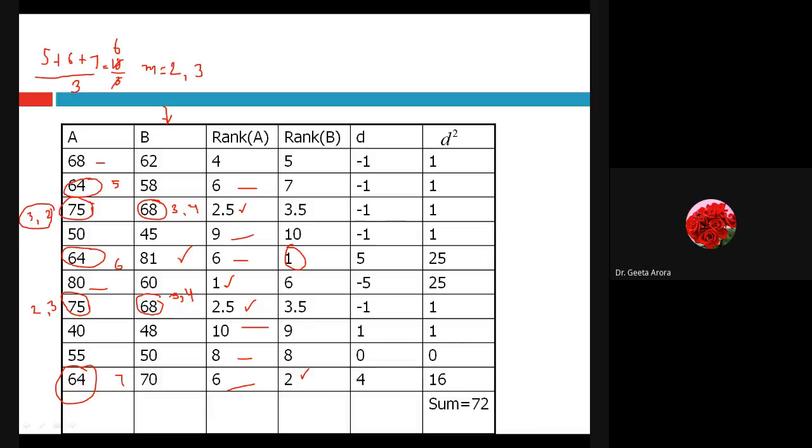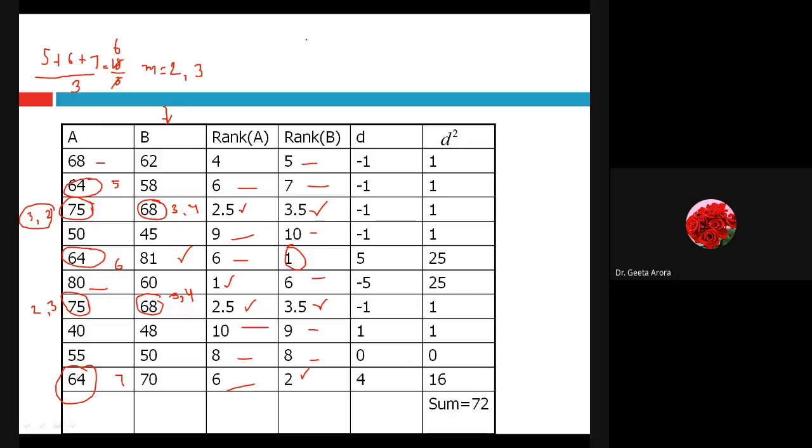3 plus 4, 7, 7 by 2, 3.5 here and 3.5 here, because we do not want to be biased. Okay? We have given them the similar rank. So here we have 3.5, 3.5, and we have done with the third and fourth rank. So next we have fifth rank, sixth rank, seventh rank, 8, 9 and 10. So we have done with the ranking.